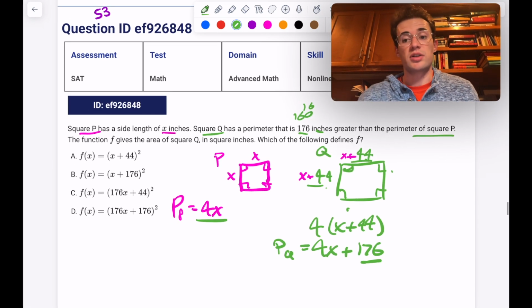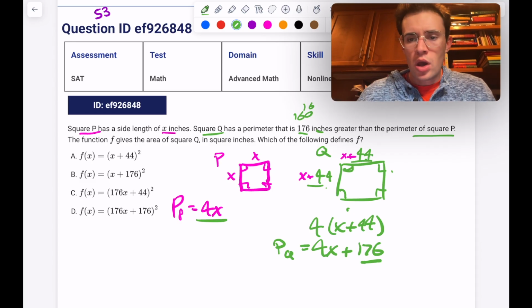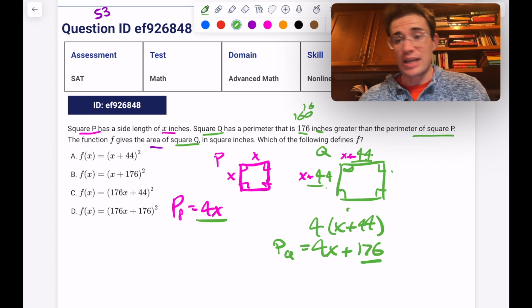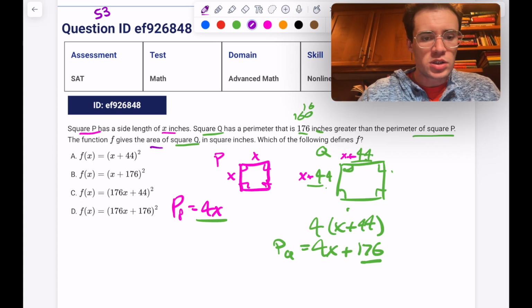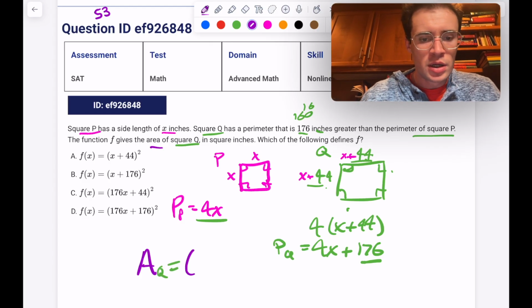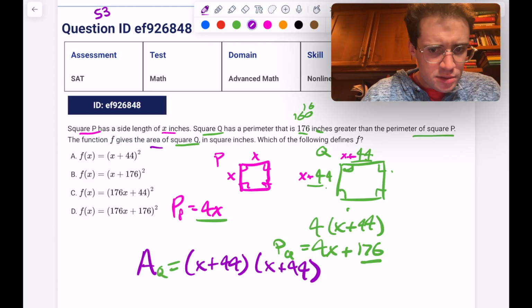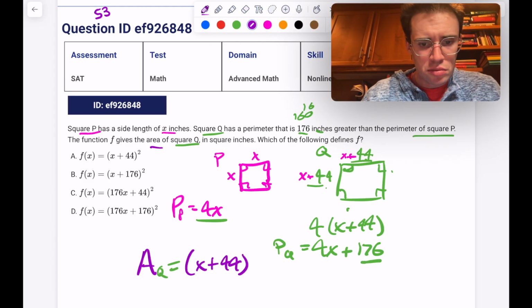So this is 176 more. Right, that checks out. All right, so we want to find the area of square Q. And the area of a square is just side times side, or side squared. So this means the area of Q is equal to (x + 44) squared, or (x + 44) times (x + 44). The same thing. Oh, they wrote it just as squared. I thought they were going to have me FOIL it out, but I guess that's all you've got to do.